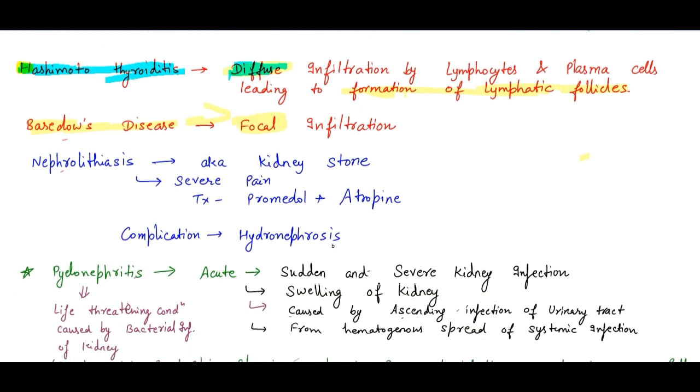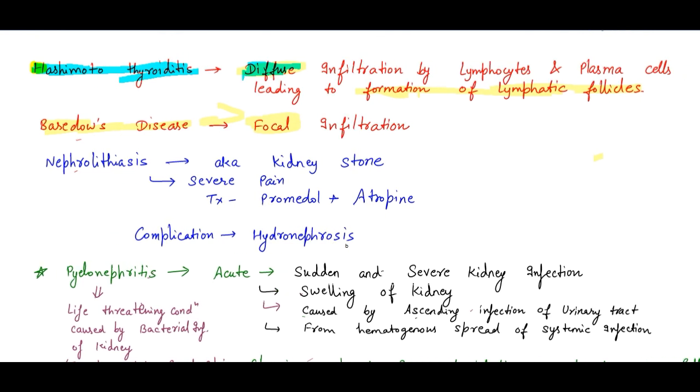Then one disease here that we didn't discuss before is nephrolithiasis. What is nephrolithiasis? Oh, I already wrote it. That is kidney stones. Then it causes severe pain, and what is the treatment? Remember the treatment: Promedol plus atropine. What is Promedol? Promedol is not atropine, it is an analgesic.